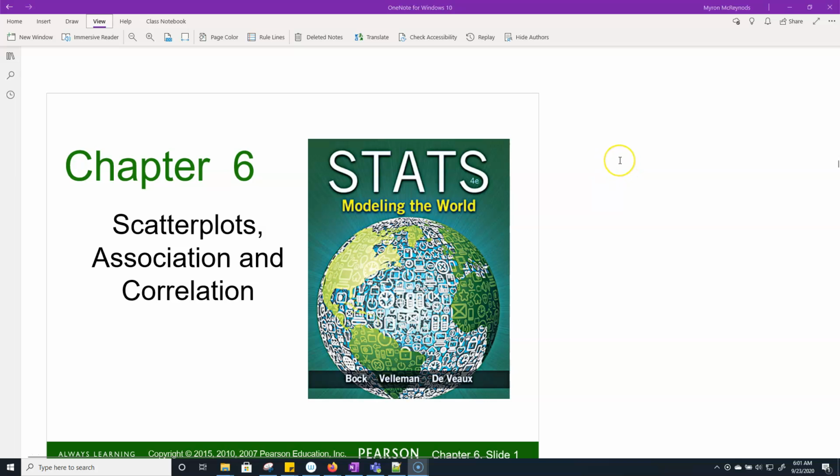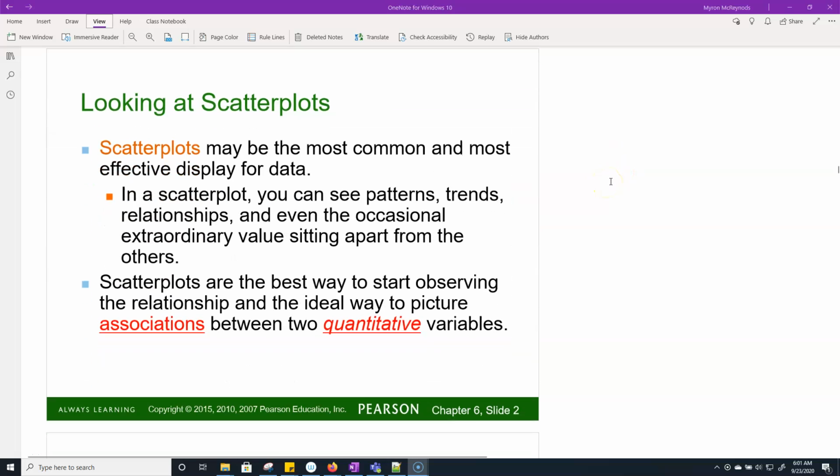All right, class, let's take a look at Chapter 6, the Scatterplots, Association, and Correlation chapter. This is an important chapter in this book. So we're looking at scatterplots, and you've probably seen scatterplots before. They may be the most common and most effective display for data. It lets you see patterns and trends and relationships in data.